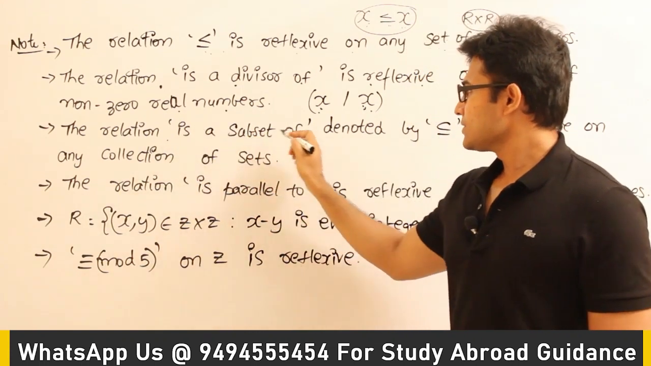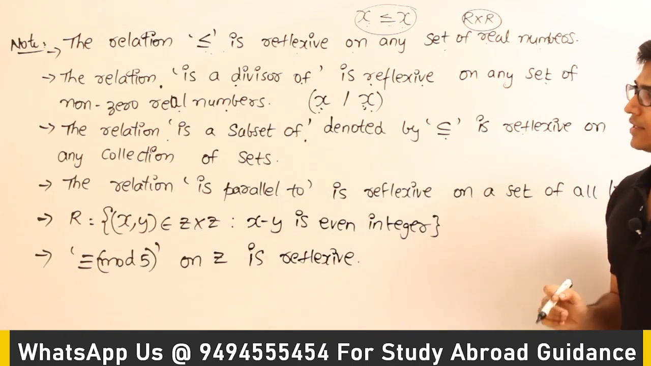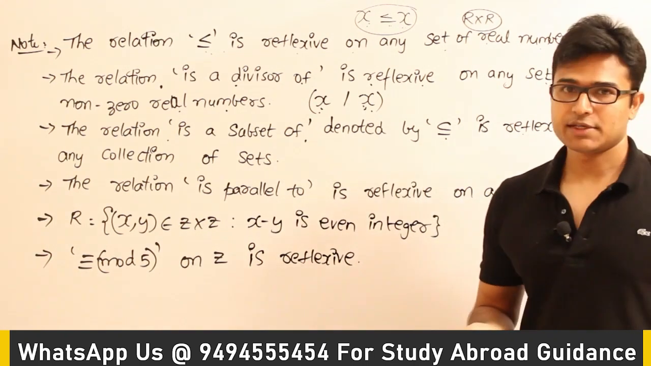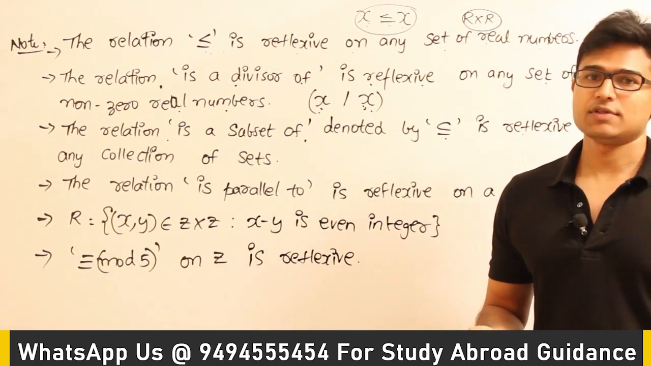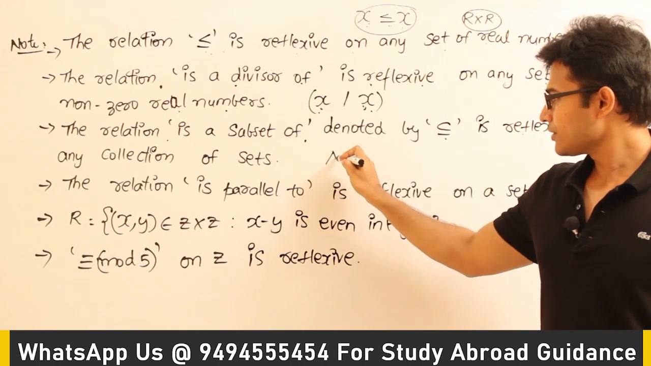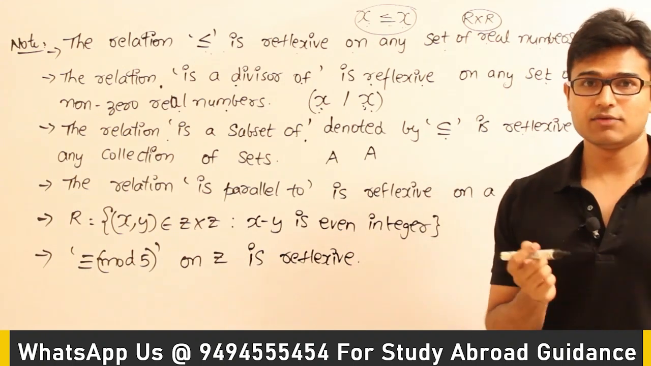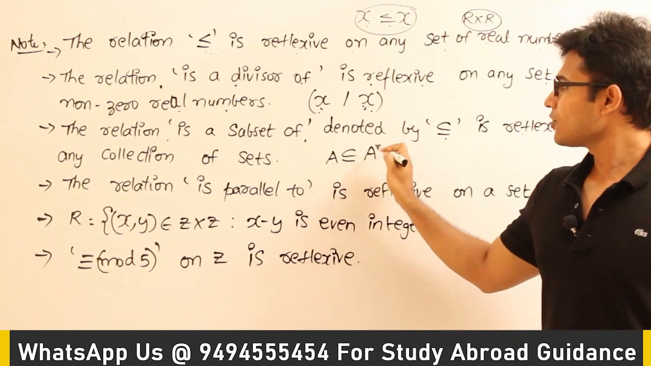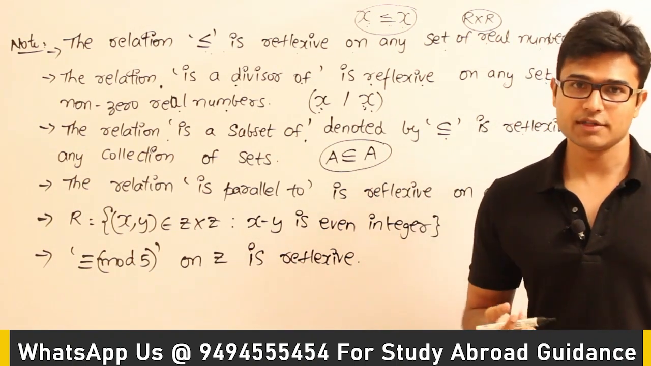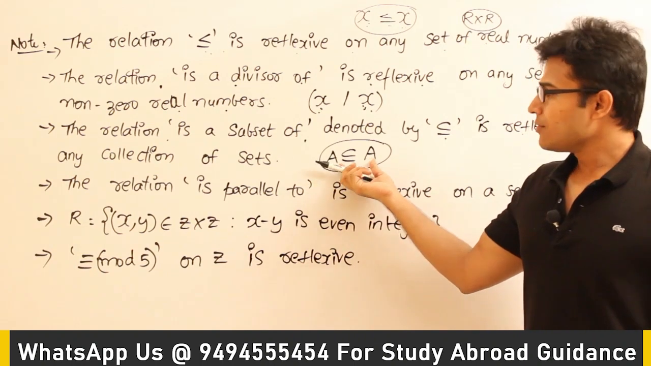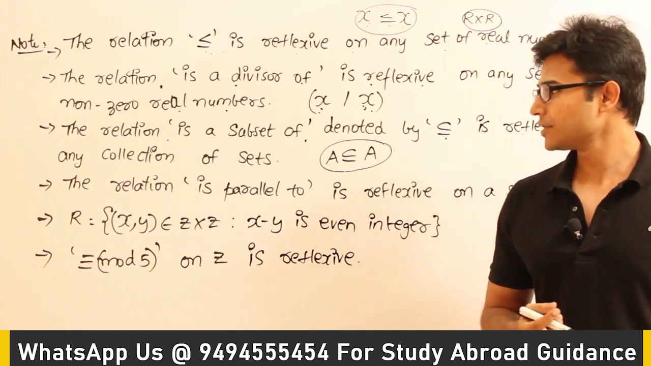The relation is a subset of, denoted by this symbol, is reflexive on any collection of sets. So what should you do? Take two elements from the domain which are the same, which means let us say A is a set and take one more A and you try to place the relation in between them and see if it is satisfied. A is a subset of A. Is it satisfying? Yes, because every set is a subset of itself. I told you this point already. Therefore, every element x comma x will be present in this relation. So the relation is reflexive.